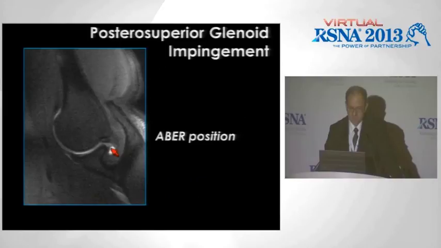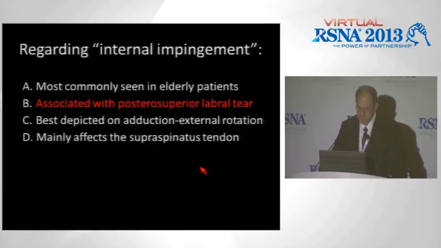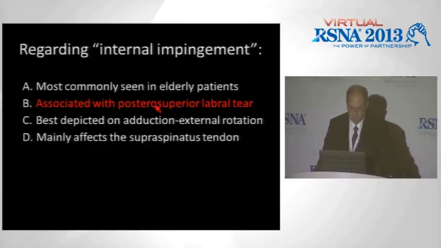This can be easily seen if you do abduction external rotation position. We usually do this to look at the anterior inferior labral capsular structures, but you'll see nicely the pinching effect if you look on the other aspect of the glenohumeral joint. And here is the posterior superior labrum and the infraspinatus, and you can see the impingement occurring there if you do that position. So the answer is associated with posterior superior labral tears. It's seen on abduction external rotation and usually affects the infraspinatus.